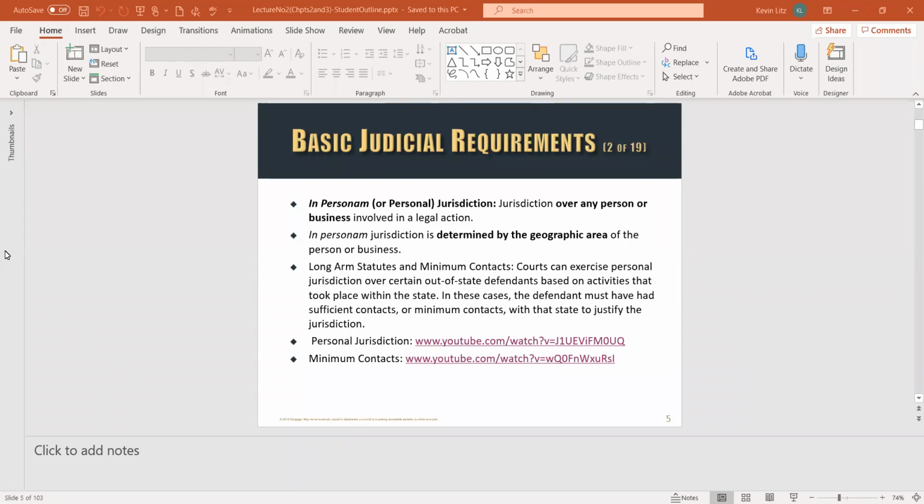And that's a concept called personal jurisdiction. In order to assert personal jurisdiction under the long arm statute, the person being dragged here into Oklahoma must have had some minimum contacts with the state of Oklahoma. In other words, they cannot be a total stranger to this state. So I'll ask you to pause this now and go view these 2 videos about personal jurisdiction and minimum contacts.